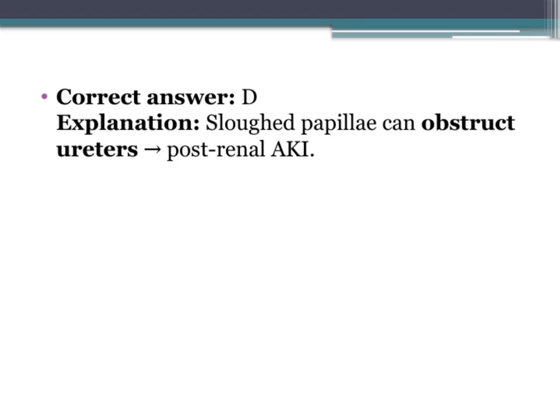What this means is that sloughed papillae can actually block the ureters, which leads to postrenal acute kidney injury. This is an important point because it highlights how certain pathological changes in the kidney tissue, like papillary necrosis, can cause a mechanical obstruction. When the papillae slough off, they can physically obstruct urine flow, resulting in a backup and increased pressure in the kidney. That's why understanding these mechanisms is crucial in diagnosing and managing postrenal causes of AKI. It ties into the overall theme of recognizing different types of AKI and their underlying causes.